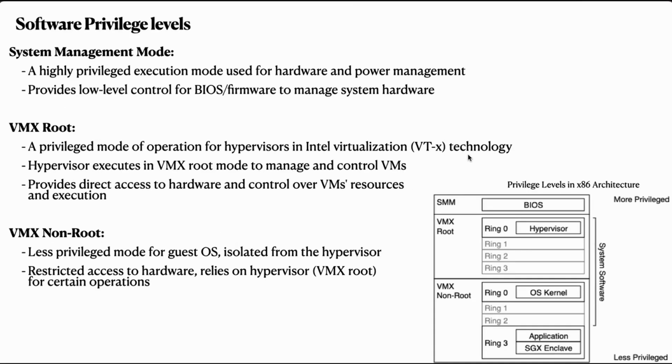To start with, software privilege levels restrict the access control. System management mode is a highly privileged execution mode used for hardware and power management. It provides low-level control for BIOS or firmware to manage system hardware, isolated from other execution modes to maintain system security and stability.